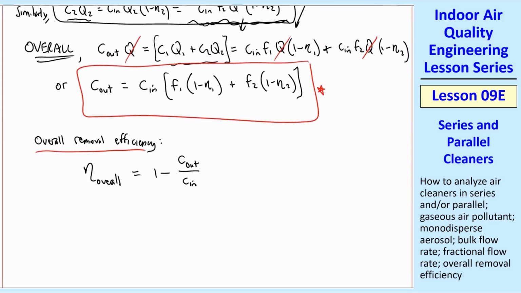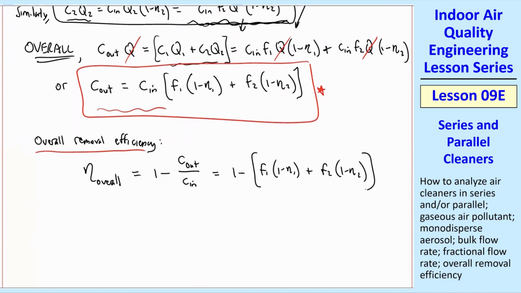So again, it's just 1 minus C out over C in. Well, we can get that from here: 1 minus the quantity F1 times (1 minus eta 1), plus F2 times (1 minus eta 2). And I apologize if my etas look a little bit like n's. If I want to do it right, I should write it like that, but my n's are typically like that.